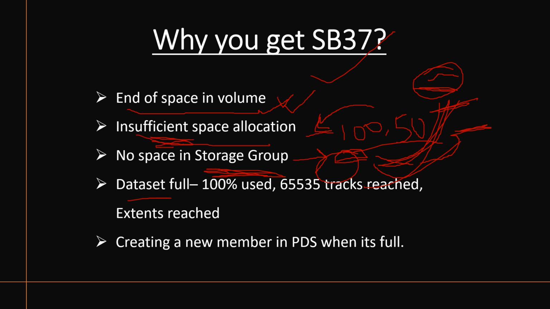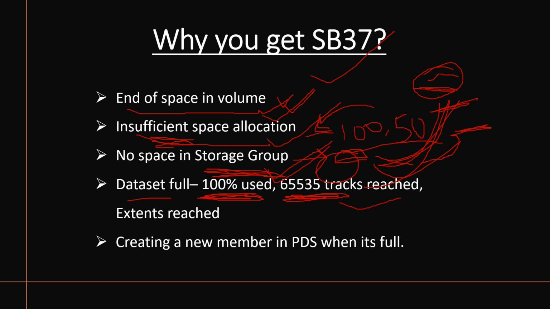These are the places you have to check when you get SB37. First, check whether the volume has enough space, whether I have given enough space for the data, or whether the storage group has enough space. If it is an SMS data set, you have to check the storage group. Third, you come to 3.4 and check whether the data set is created or not. If it is created, check how much space it has used. If it has used 100% space, or if it is a single volume data set, check whether it has used 65,535 tracks. If it is 65,535 in a single volume data set, then it will throw SB37 again.